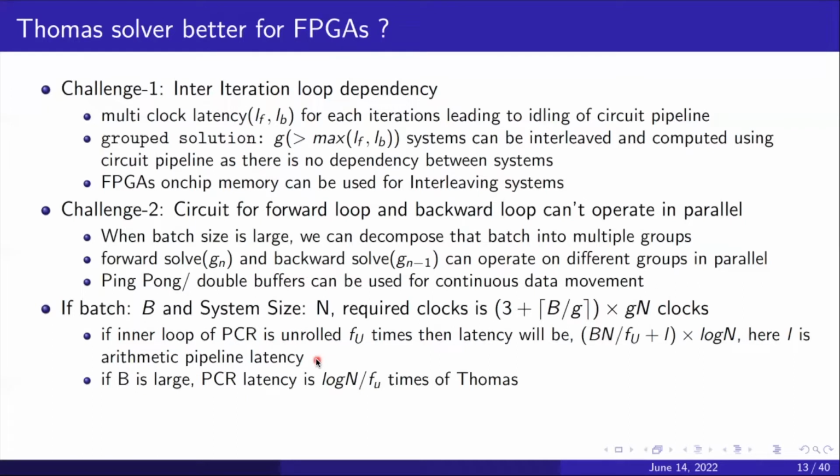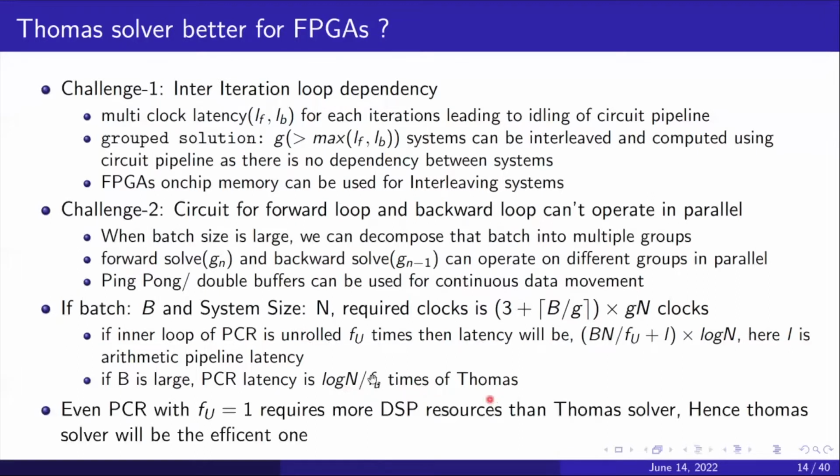The calculated latency for the Thomas solver with batch size B and system size N is as shown in this expression. Similarly, we can calculate the latency for the PCR solver with the inner loop unrolled F2 times to improve performance, and the latency is given by this expression. Here L is the arithmetic pipeline latency. We can see that if B is large, PCR latency is log n over F2 times higher than Thomas solver latency. And even PCR with F2 equal to 1 requires more DSP resources than the Thomas solver. Hence, Thomas is the efficient algorithm considering a fixed amount of FPGA resources.